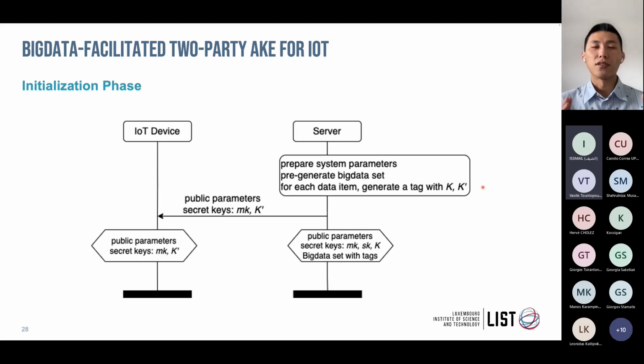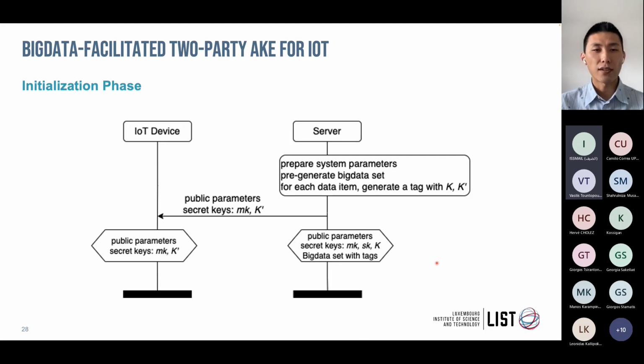And then in the final step, the server generates a tag for each data item with two secret keys, K and K prime. At the final stage, the IoT device has all the public parameters and the long-term master key MK, and the key K prime, which is used to generate the tag. On the server side, the server has all the public parameters and the secret keys, like the long-term master key MK, a secret key SK, which is used to encrypt some information, and the capital key K, which is used to generate the tag, and also all the big data set and the tags.